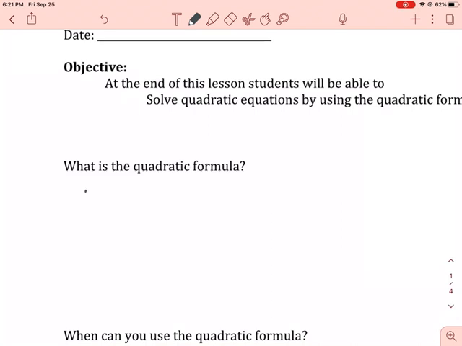Well, if you remember, the standard form is ax squared plus bx plus c. Now, one of the reasons for completing the square is that it is the process to derive the quadratic formula.